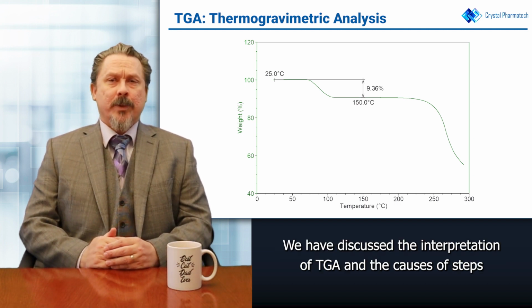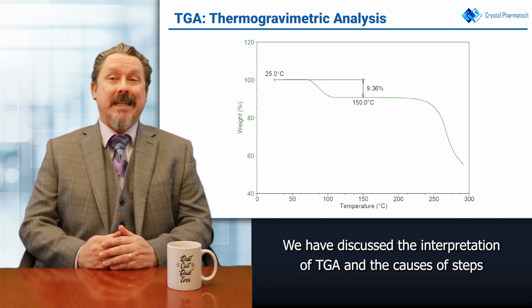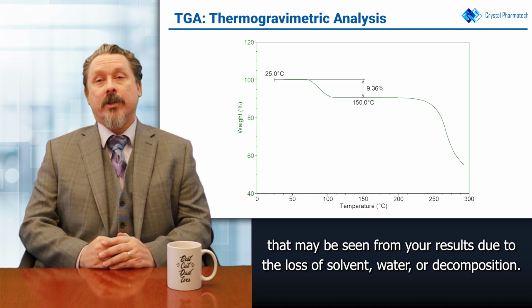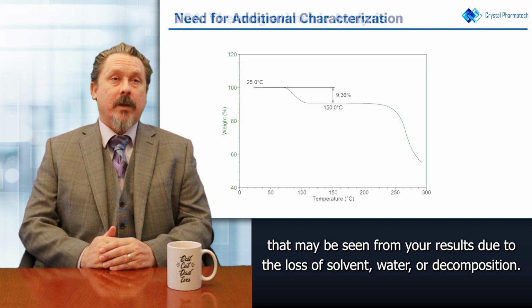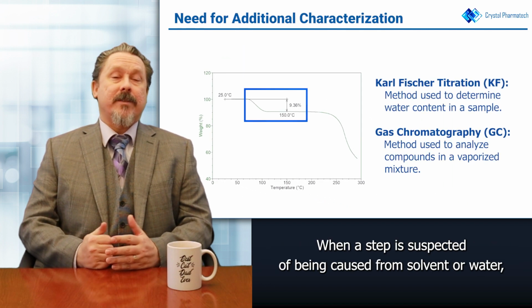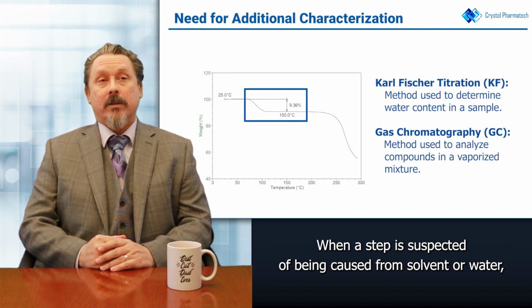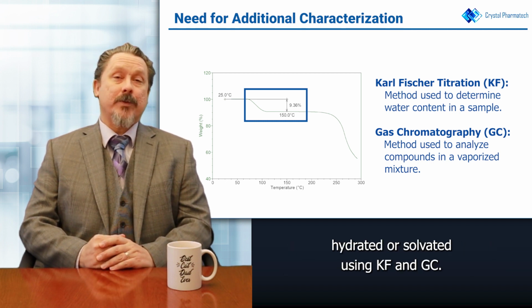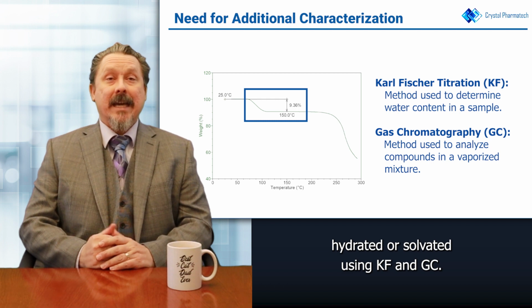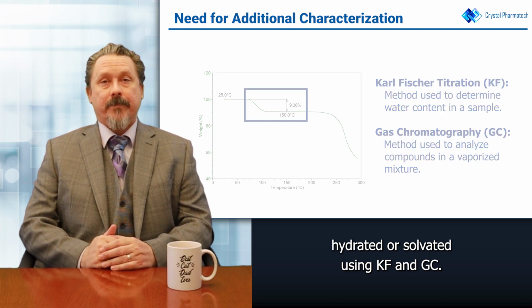We have discussed the interpretation of TGA and the causes of steps that may be seen from your results due to loss of solvent, water, or decomposition. When a step is suspected of being caused from solvent or water, additional characterization must be performed to confirm if the sample is hydrated or solvated using KF and GC.